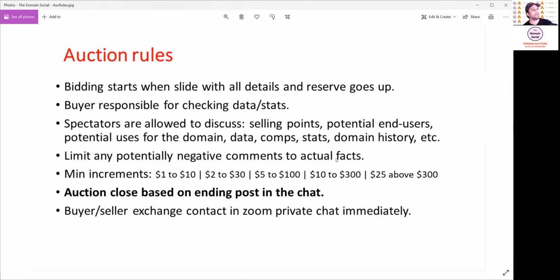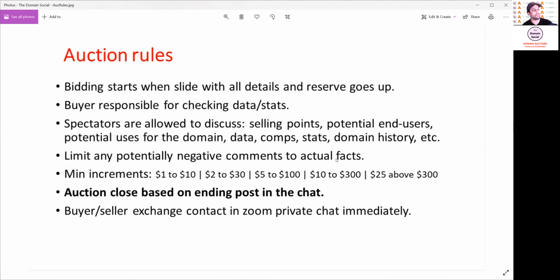For your domain, the bidding starts. I put up a slide with the data: the domain name, the expiry date, the registrar. So the bidding starts when the slide goes up, and if there's a reserve, bids have to be above that reserve. The reserve will be shown on the slide. All the buyers are responsible for checking the data and the stats. So if you're a buyer, make sure that you check any information that you want to be sure is accurate on your own.